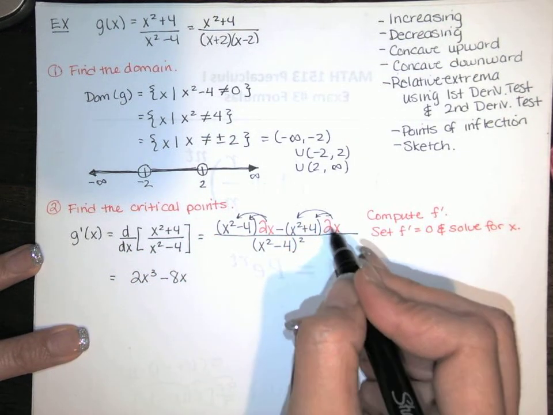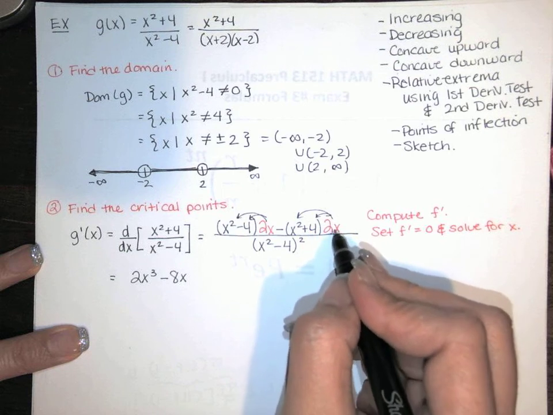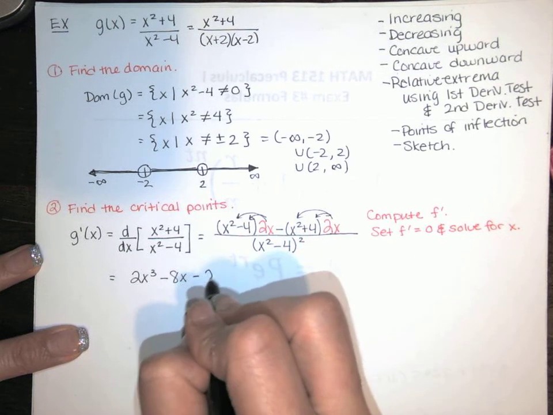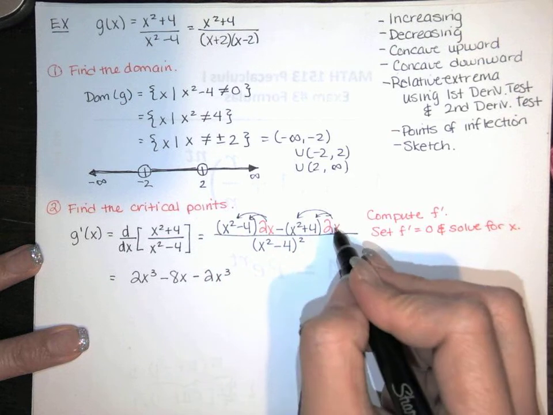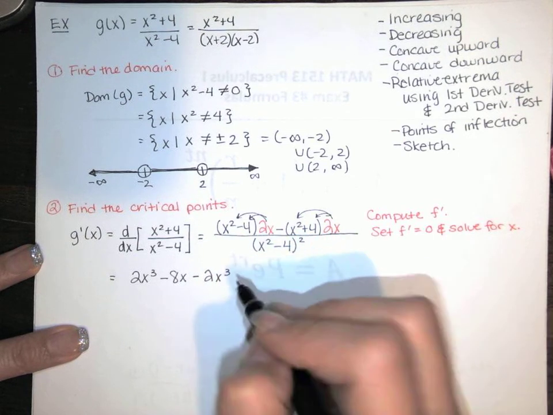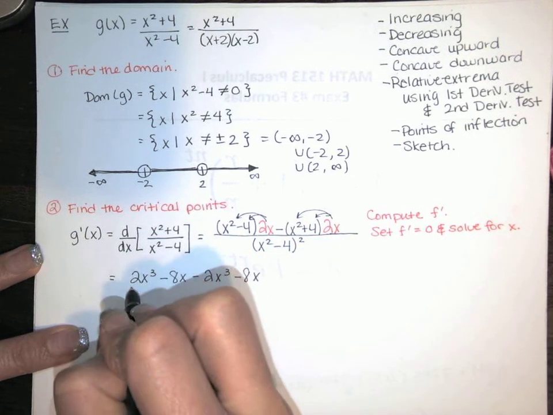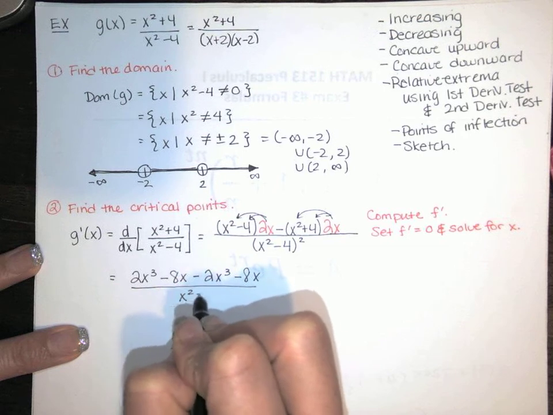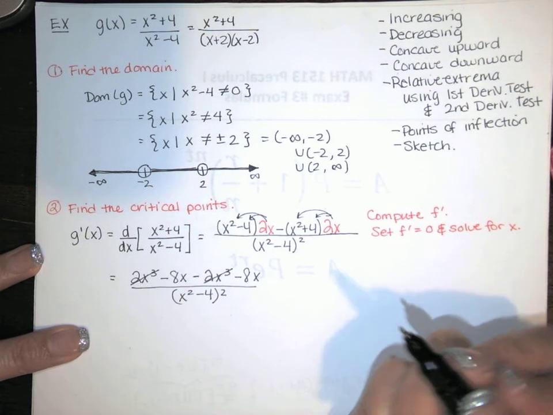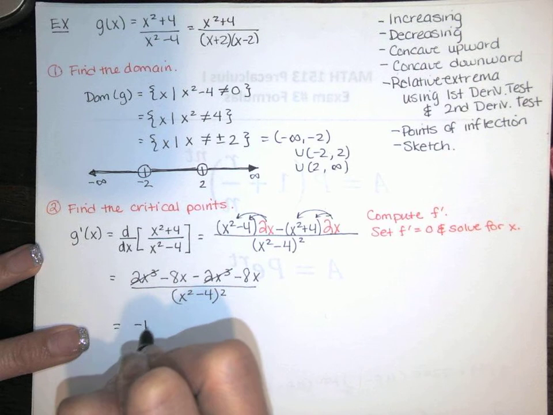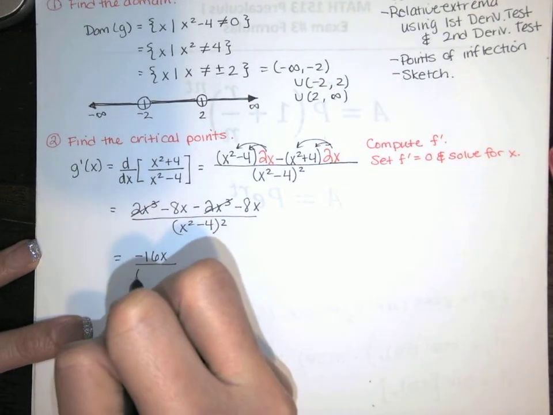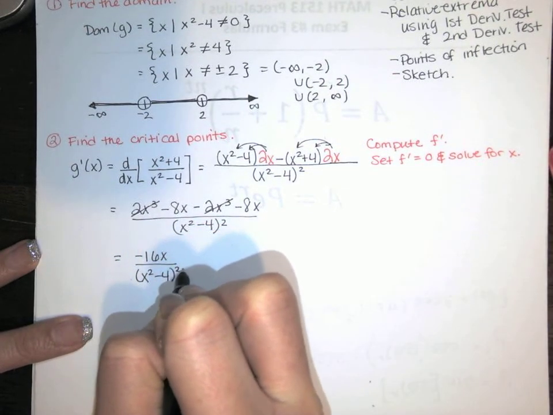If I distribute the 2x here, that's a good thing. I get 2x times x squared is x cubed, but I'm subtracting it, so it's negative 2x cubed. And then 2x times the 4 is 8x, but I need to distribute the negative to that as well, so it's going to be a negative 8x all over this. And the 2x cubes reduce, and we end up with a negative 16x over x squared minus 4 quantity squared.